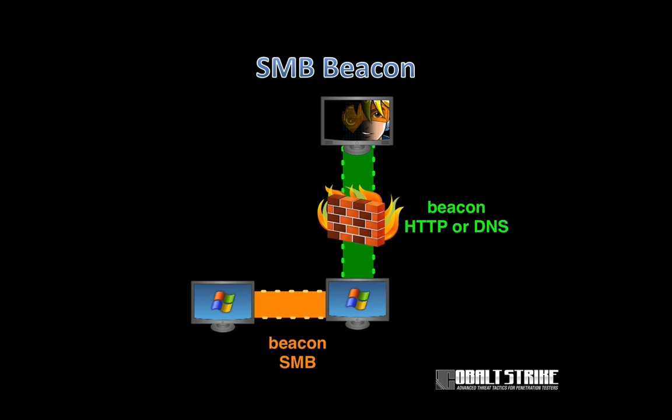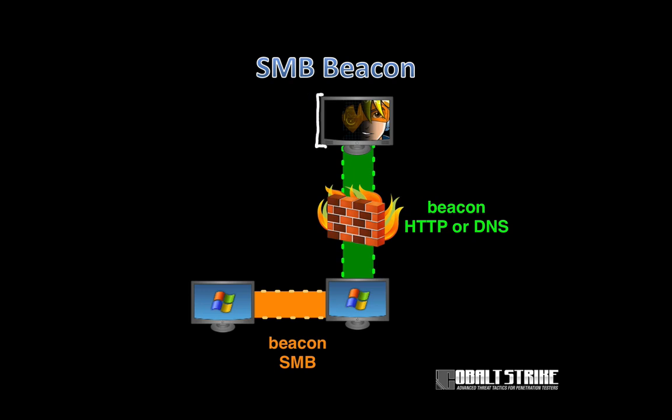Let's talk about the SMB beacon, or if I knew what I was doing in 2013, I would have named it the named pipe beacon. The SMB beacon is a payload that uses named pipes, which is a mechanism for inter-process communication in Windows, to communicate peer-to-peer. And in this diagram, you can kind of see what I mean by that.